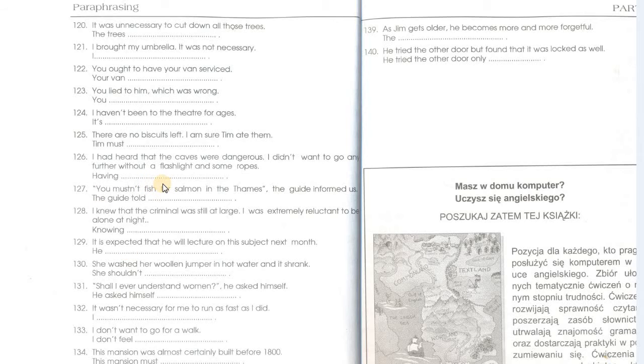I had heard that the caves were dangerous. I didn't want to go any further without a flashlight and some ropes. Oh, this is going to be interesting. We are starting with the participle, right? So having. So we're starting with a gerund here. So having heard that the caves were dangerous, I didn't want to go any further.